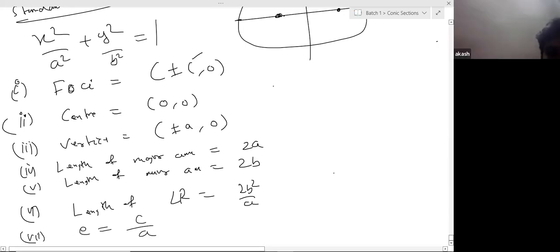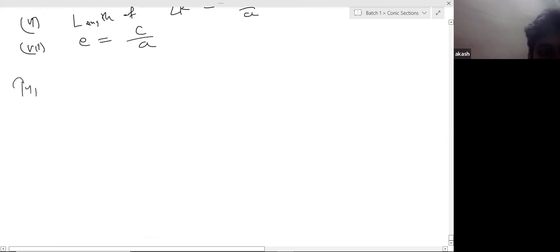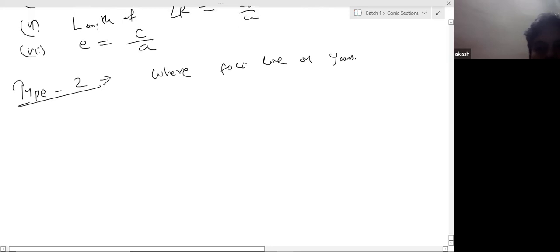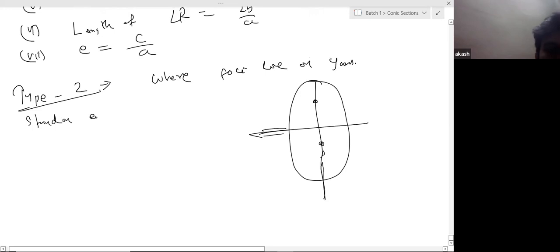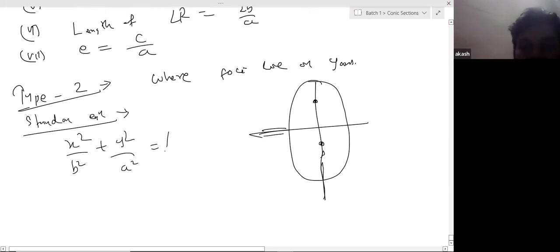Okay. Write down type 2. I'll explain, all right. Don't worry. Type 2, where foci lie on y-axis. That means this will be the foci, and the ellipse will look something like this. All right. So this will be the major axis, and this will be the minor axis. The standard equation looks like x square upon b square plus y square upon a square equals 1. All right. Compare these two. In the first equation, we had x square upon a square plus y square upon b square. And in this equation, we have x square upon b square plus y square upon a square.